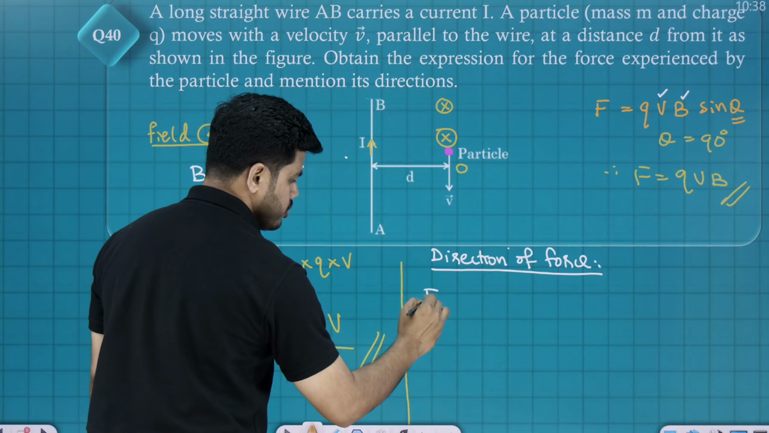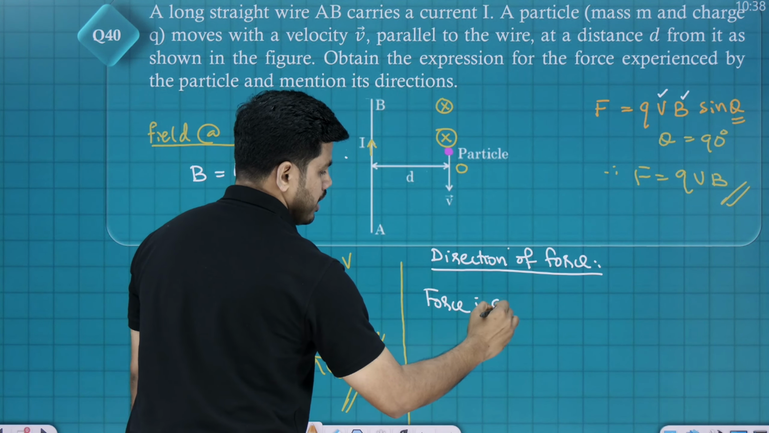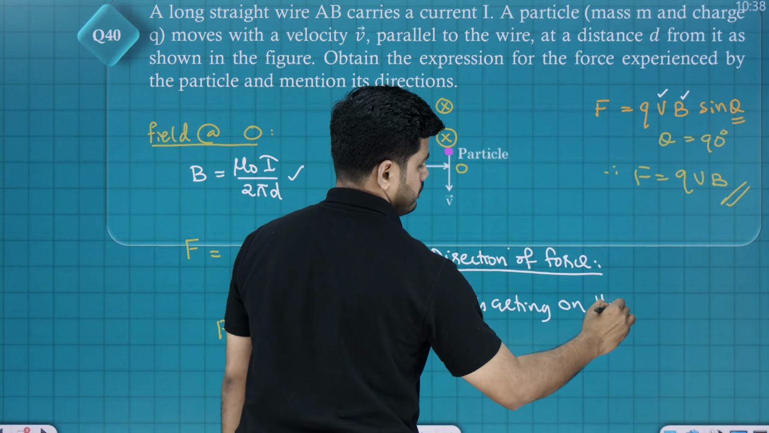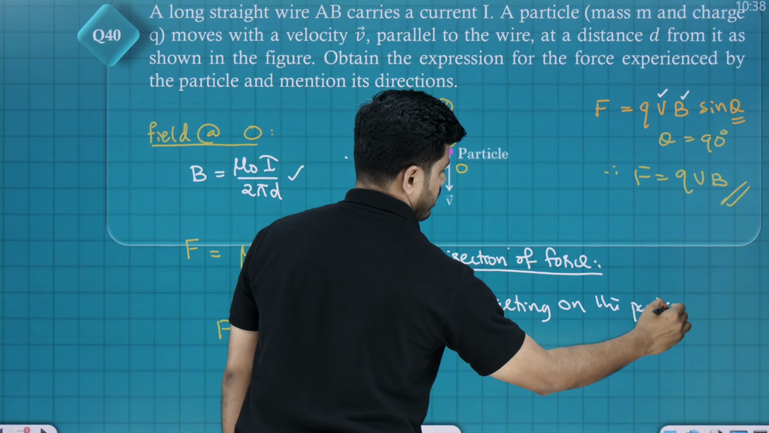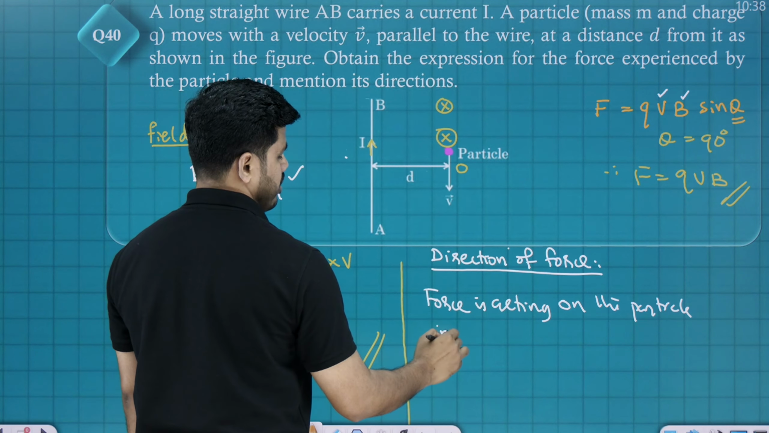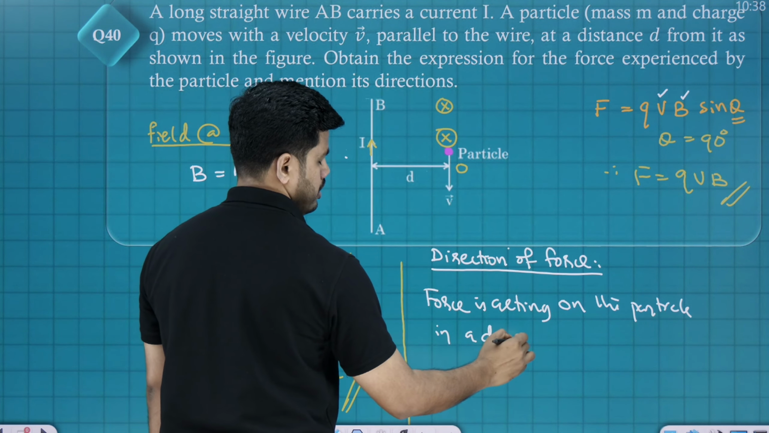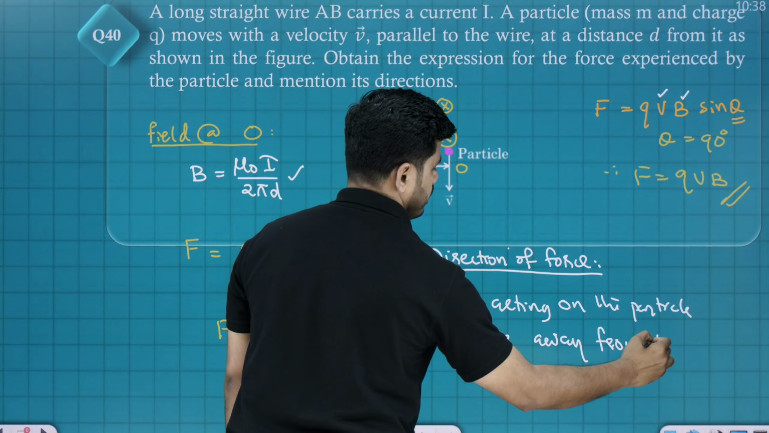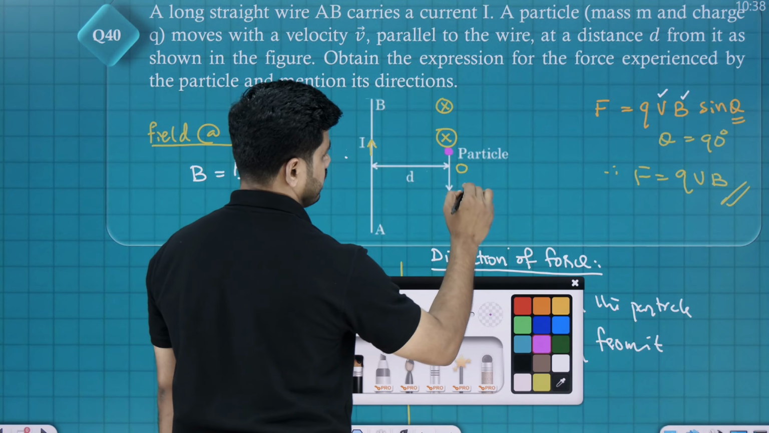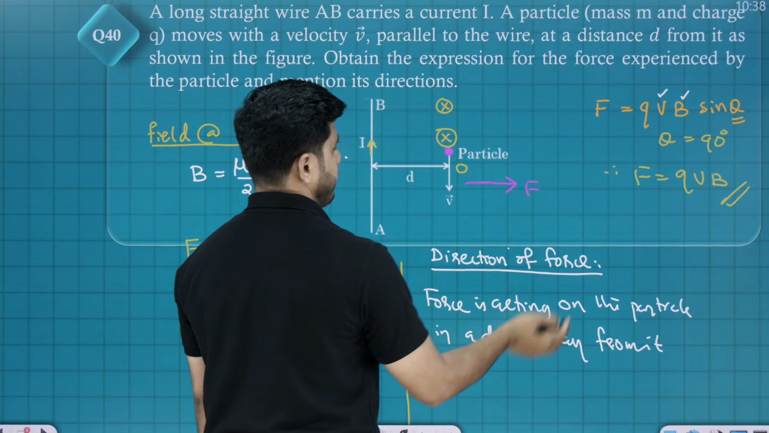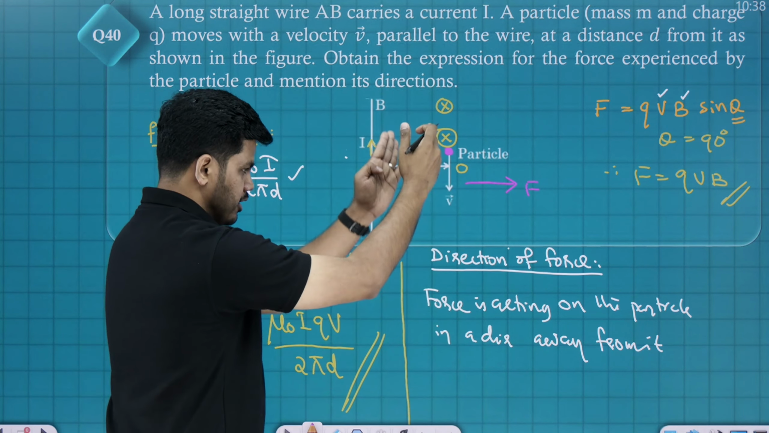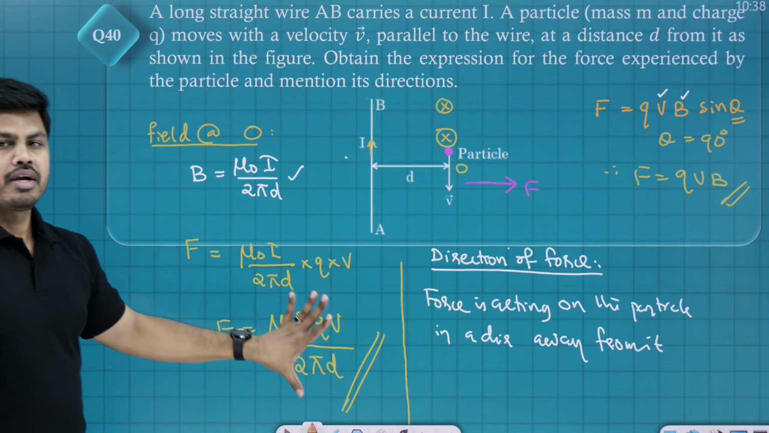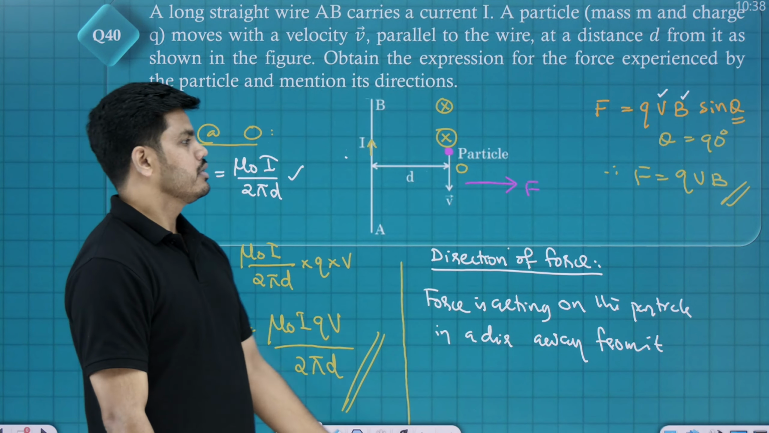Or we can say the force is acting on the particle in a direction away from the wire. Basically, this is the direction of the force. So when the charged particle goes like this, it will deviate because of the force acting on it. So we found out the magnitude and direction of the force acting on it.